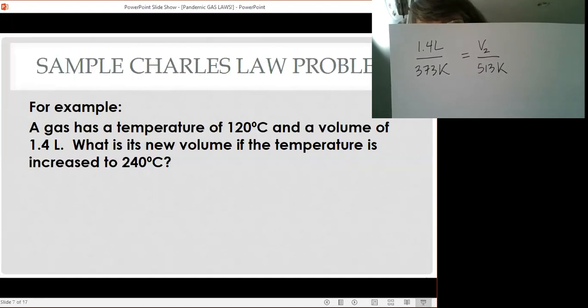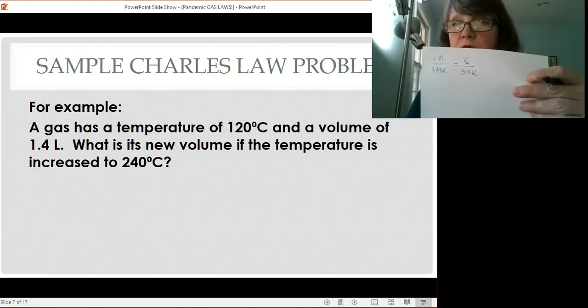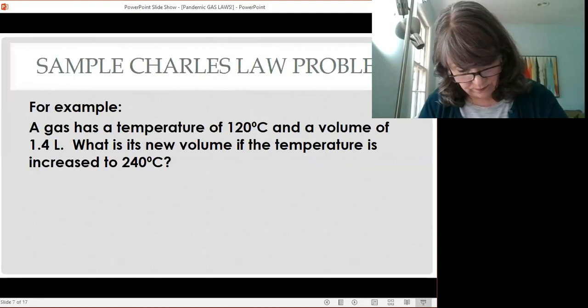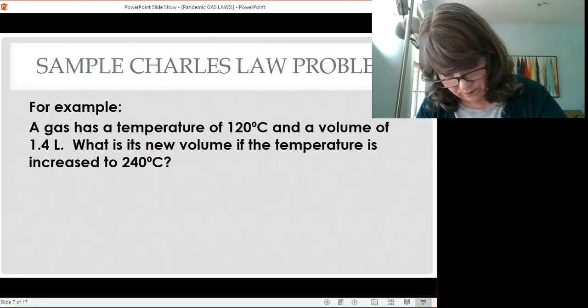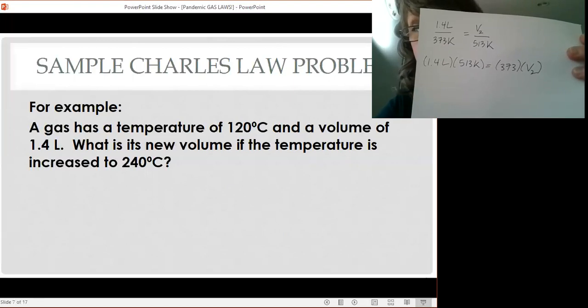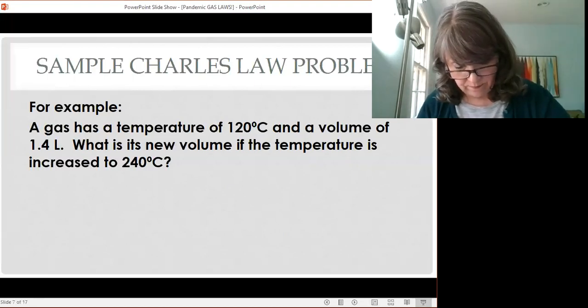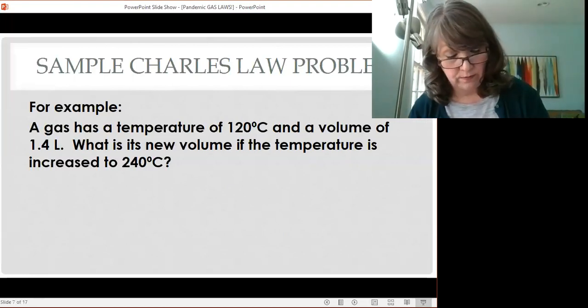So once I am ready to solve this, I'm just going to cross multiply and divide. So I'm going to take 1.4 times 513 and 373 times V2, like so. And then I'm simply going to isolate my variable, which is my volume. So I'll take 1.4 times 513 divided by that 373. And that gives me a new volume of 1.8 liters.